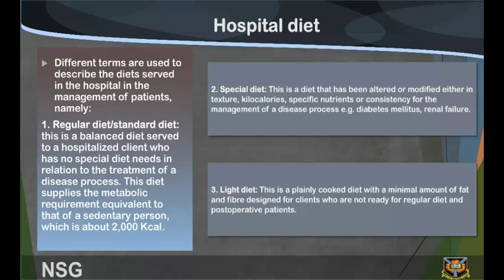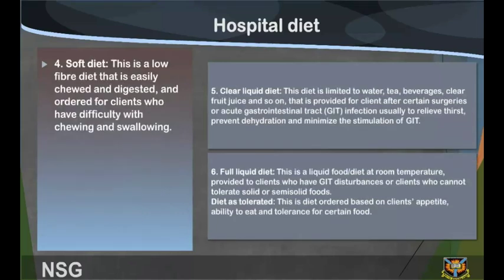Special diet. This is a diet that has been altered or modified, either in texture, kilocalories, specific nutrients, or consistency, for the management of a disease process. For example, diabetes mellitus, renal failure. Light diet. This is a plainly cooked diet with a minimal amount of fat and fiber, designed for clients who are not ready for a regular diet and postoperative patients.